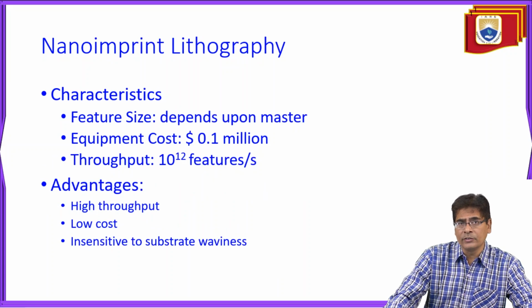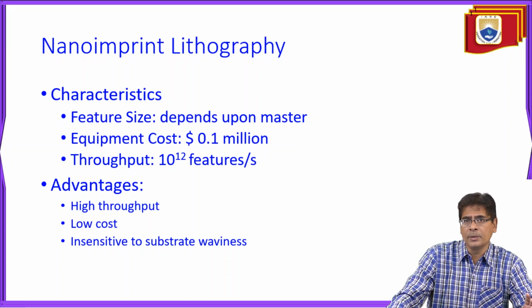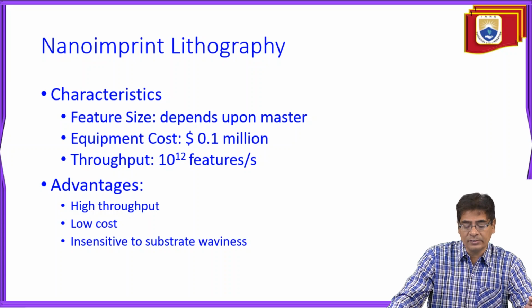If you go for another type of lithography, that is nano imprint lithography, the characteristic features depend on the master, right? The equipment cost is around $1.1 million, and the throughput is around 10^12 features per second.